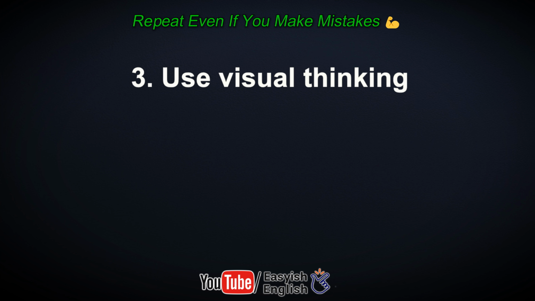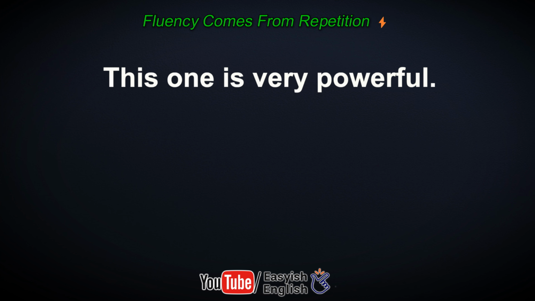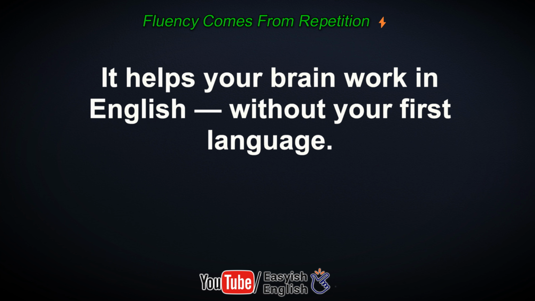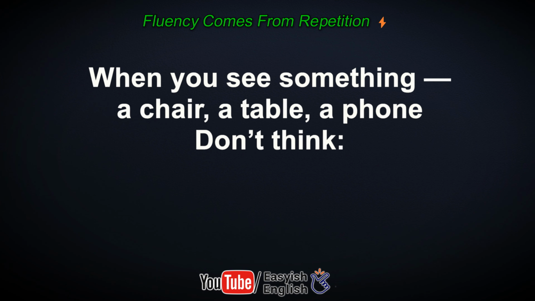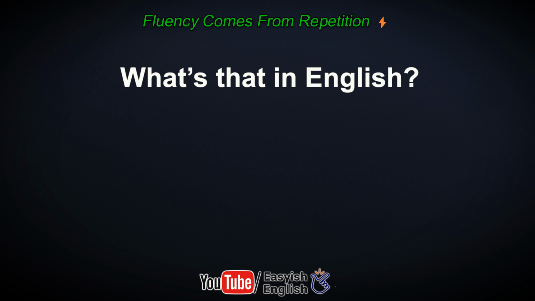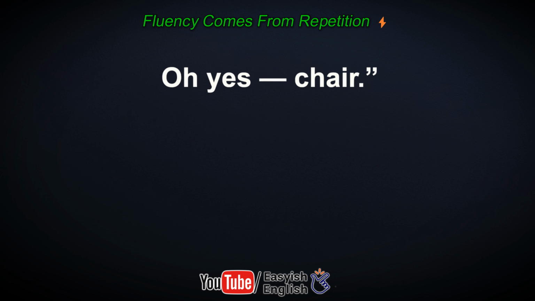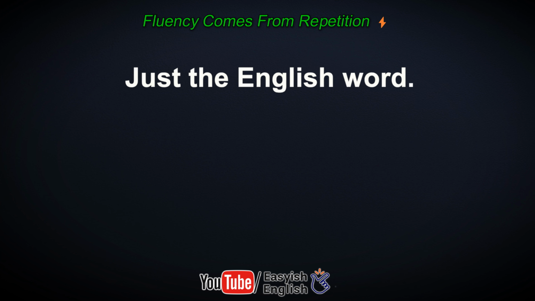Tip number 3. Use visual thinking. This one is very powerful. It helps your brain work in English without your first language. Here's what to do. When you see something, a chair, a table, a phone, don't think, what's that in English? Oh yes, chair. No translation, just the English word.